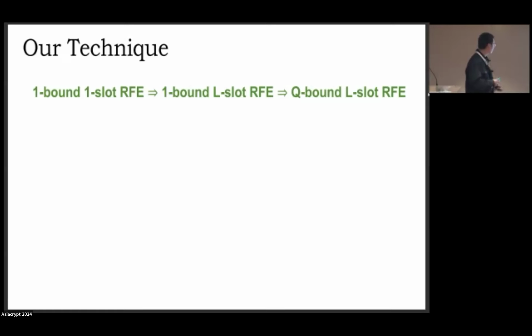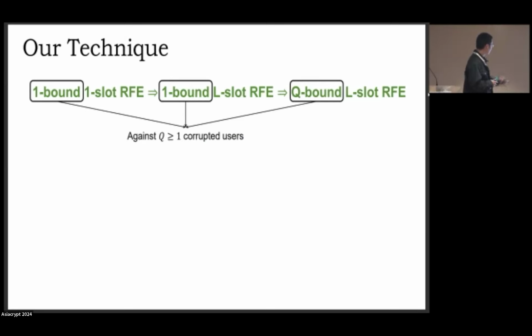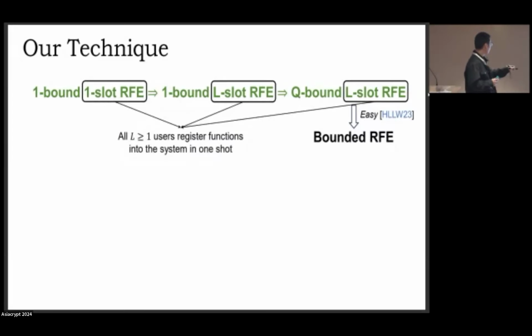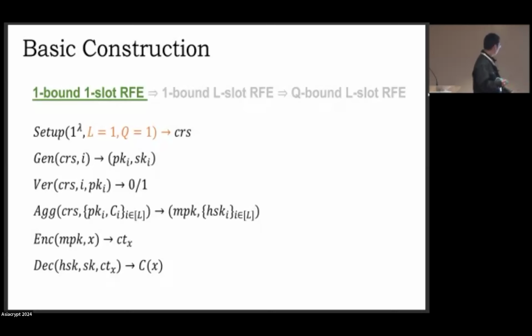Then let's go into the technical path. It mainly has three steps. Here, one-bound and Q-bound notions mean security against one or Q public users. And one-slot or L-slot means that in this system, all L users will register their functions into the system in one shot. So at the final step, with Q-bound L-slot RFE, it is very easy to build a bounded RFE just using the generic compiler from Hamburger et al.'s work.